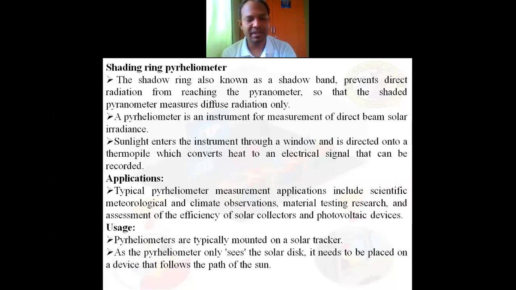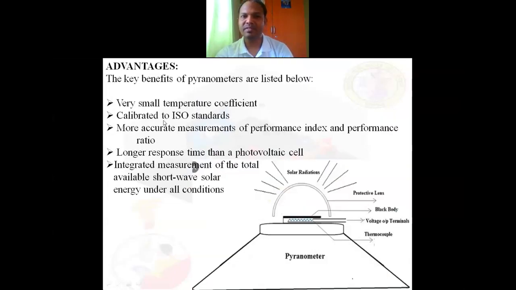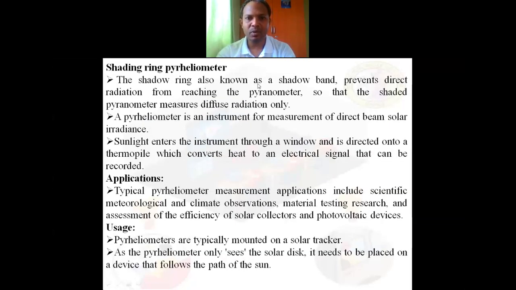In this context, we have also discussed one of the instruments popularly used to measure solar radiation. It is the pyranometer. Basically, this pyranometer has a few advantages and also its own disadvantages. So let me talk about the other one, which is the shading pyrheliometer.